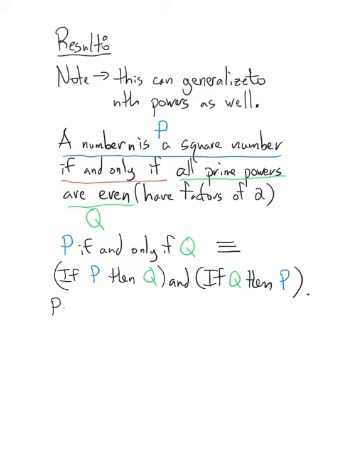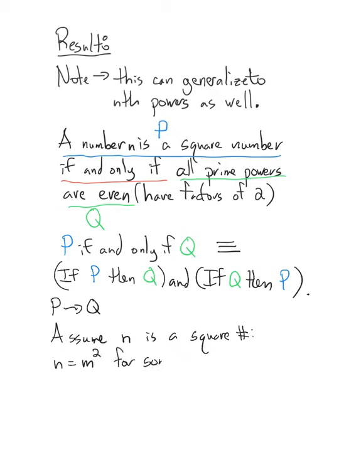So let's do the first one, if P, then Q. So assume that n is a square number. So that means that n must be m squared for some natural number m. And just to be clear, I just want to be clear that we are taking n in the natural numbers as well here.